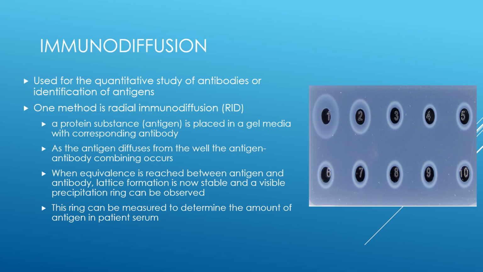We can use RID to look at antibody levels, or we can use it to look at other proteins such as complement or CRP. And those are things that this is a method that we can use to determine the amounts of proteins in patient serum.